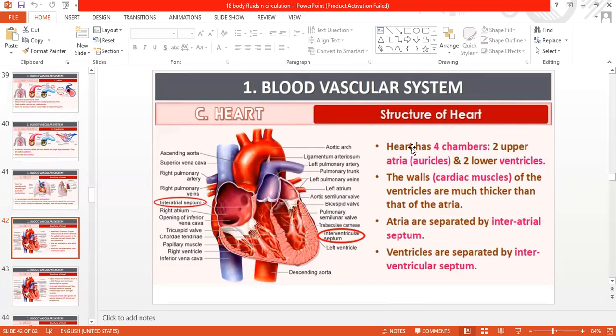Further, we all know that the human heart is 4-chambered. It has 2 upper auricles and 2 lower ventricles. The walls of the ventricles are much thicker than the walls of the atria. The 2 atria, the right atrium and the left atrium, are separated by the interatrial septum. And the two ventricles are separated by this portion, the interventricular septum.